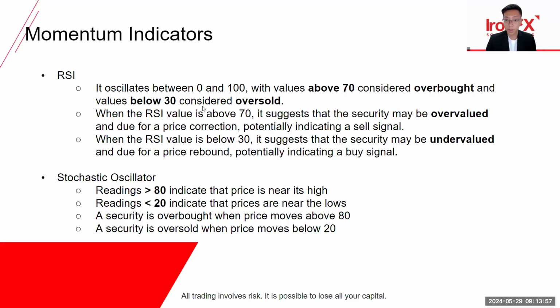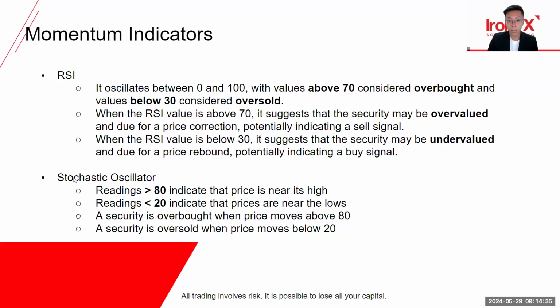So we can see right here, if the RSI value is above 70, the price may be overvalued and is due for a price correction. Price correction meaning that if price has been going all the way up in the uptrend, price will come down sooner or later, indicating a sell signal. When the RSI value is below 30, it suggests that price may be undervalued and due for a price rebound. Price rebound meaning that price would tend to skyrocket once it has reached a very low point, indicating a buy signal.